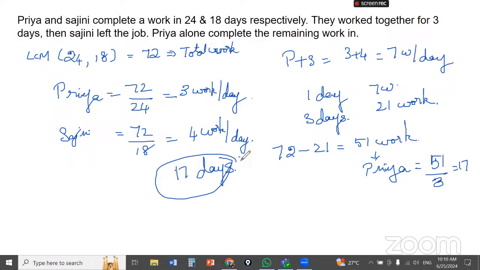Anybody having any doubts in this question? If you want, I can explain it once again. I think everybody understood. Okay, Sri Lakshmi, you didn't understand. Okay, I'll explain it in a different way. Wait, the same concept only. I'll explain it once more.